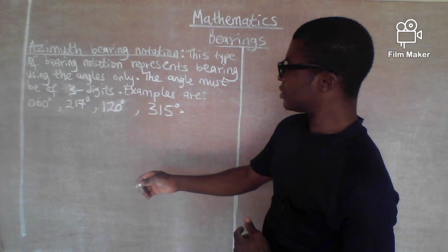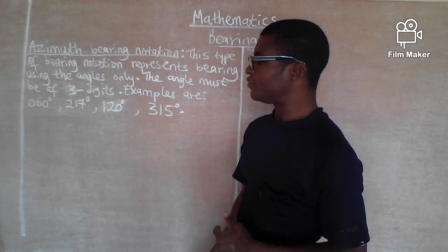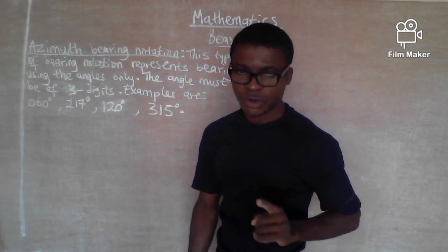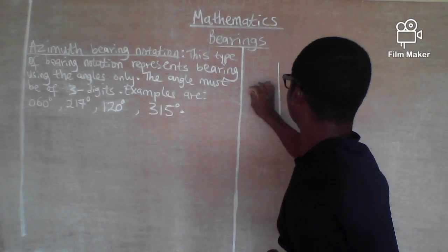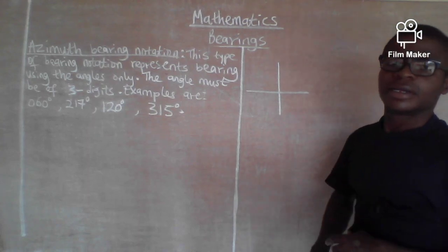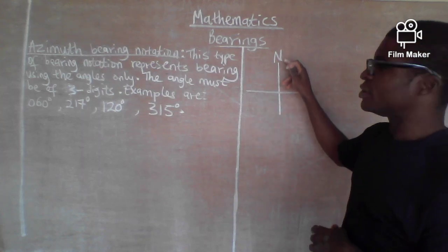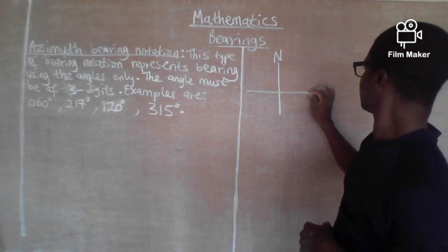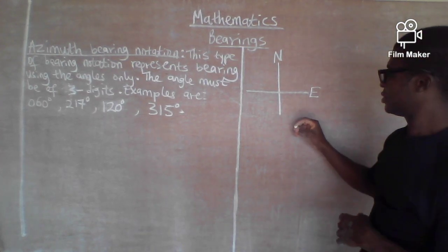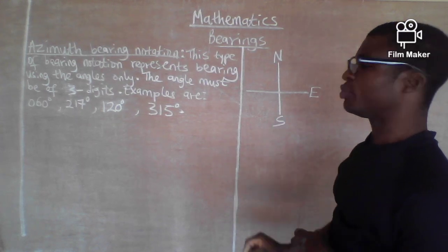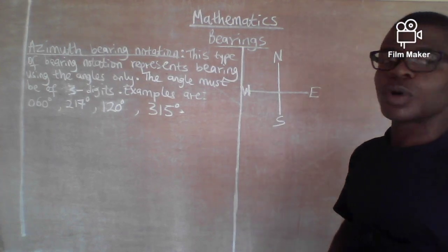So to represent this bearing 060 degrees, the first thing to do is to draw the Cartesian. Then locate the cardinal points. On top is the cardinal point north. At the right hand side is the cardinal point east. Below is the cardinal point south. At the left hand side is the cardinal point west.